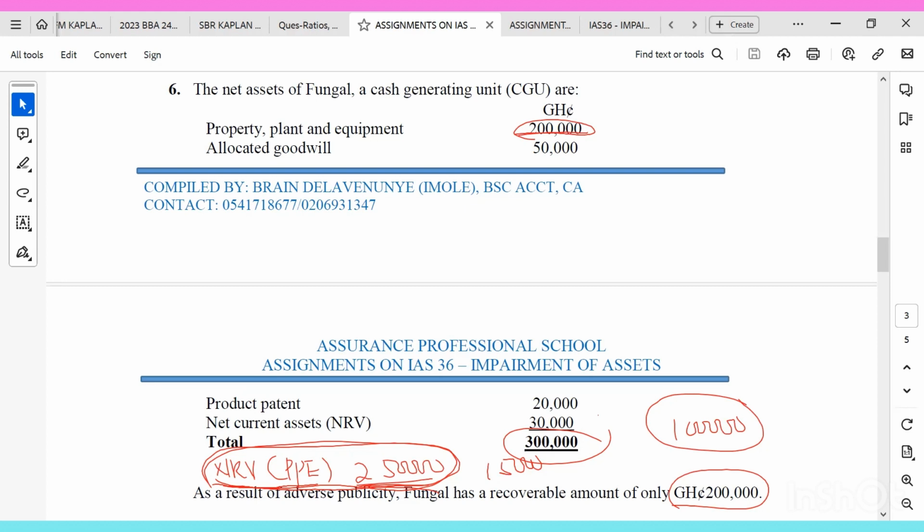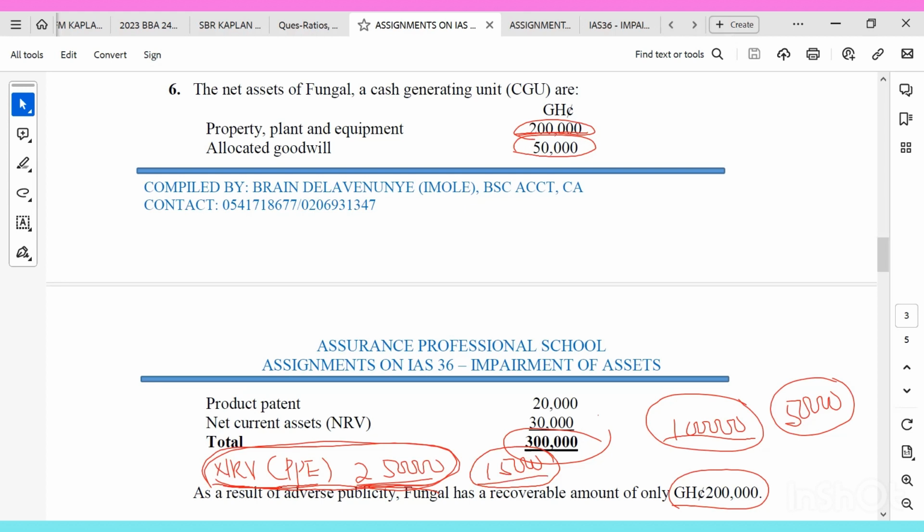But your impairment loss is still 100,000. What do you do? There's no physically damaged asset over here. Goodwill will take what? 50 what? Thousand. It will be remaining what? 50,000. The 50,000, they are now telling you that the net realizable value of the patent is what?